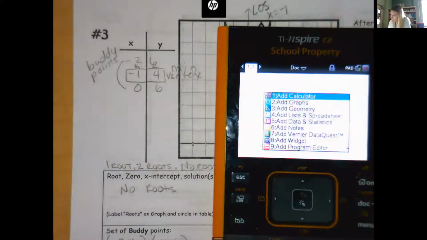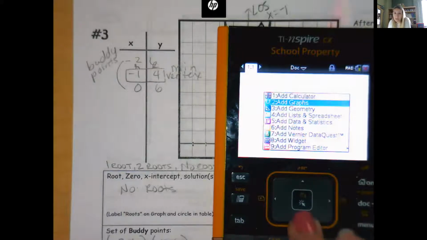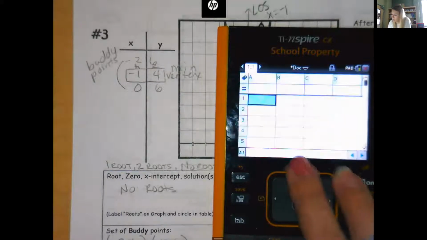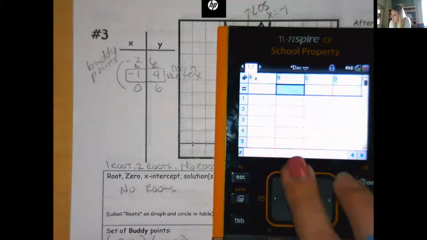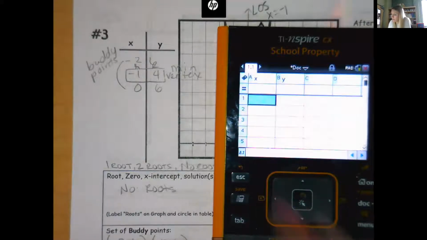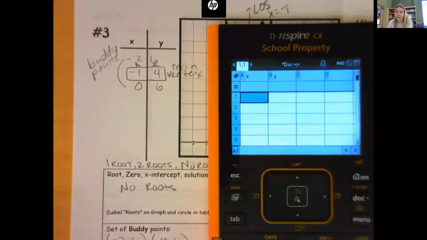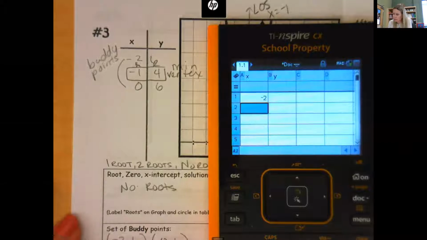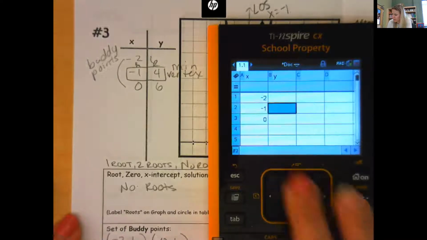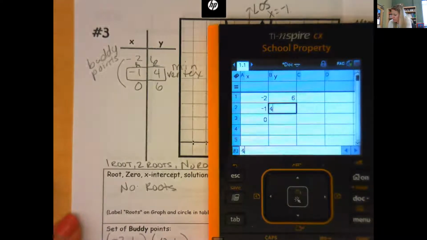So we're going to say menu. Remember, we need to do number 4, lists and spreadsheets. We always put X and Y up here at the top. We never ever put anything in this equals row. Okay, there's kind of a glare there. Let me turn this light off. Now, when we look at this, we can put in -2, -1, and 0. Here we can put in 6, 4, and 6.